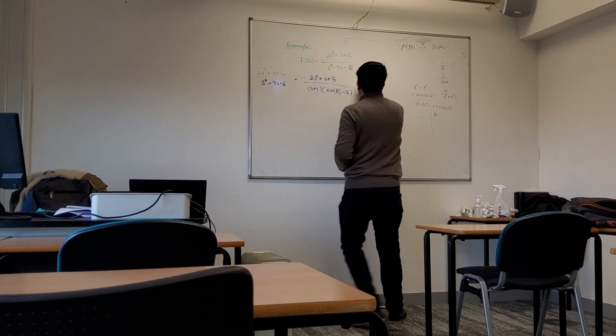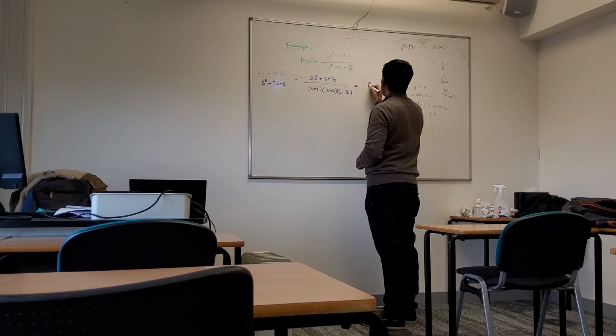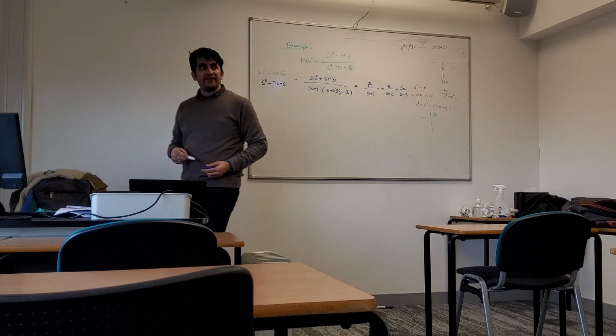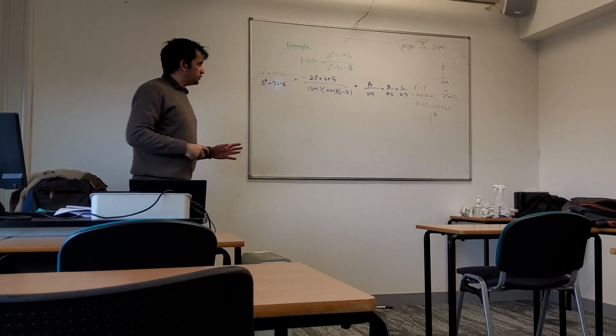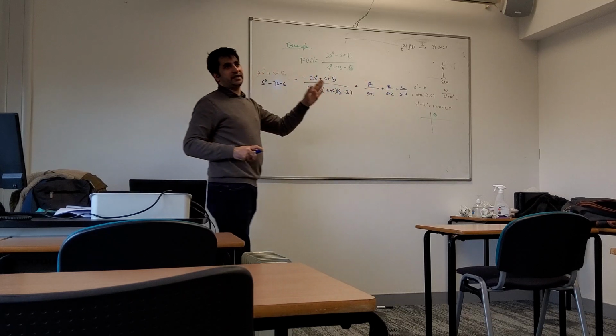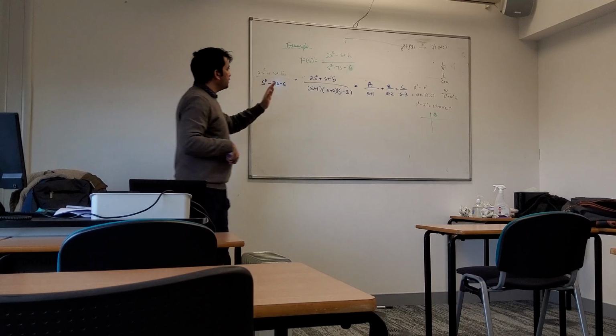I can do that by writing this whole equation as a divided by s plus 1 plus b divided by s plus 2 plus c divided by s minus 3. So it means that I have split them in this way. This is true only if I find a, b, c. At the moment I don't know a, b, c. I will find them using this equation.